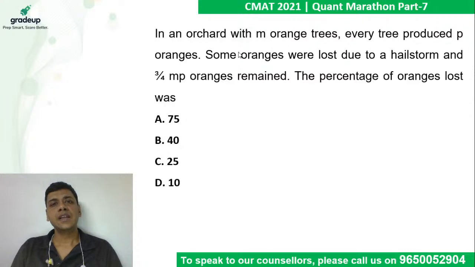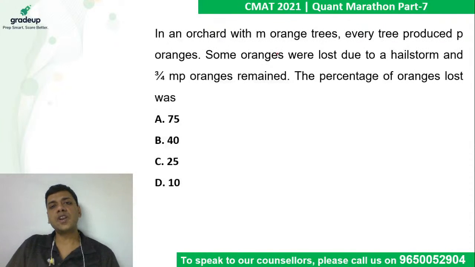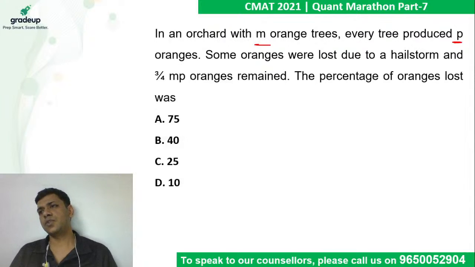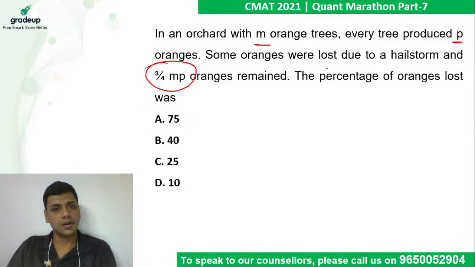Next one is, in an orchard with M orange trees, each tree produces P oranges. So there is an orchard which has certain orange trees. Total count of orange trees is M, and each tree will produce P oranges. Now, some of the oranges were lost due to a hailstorm. So there was some hailstorm because of which some oranges were lost. And we were left with 3/4 of PM. So what was the percentage of oranges which were lost?